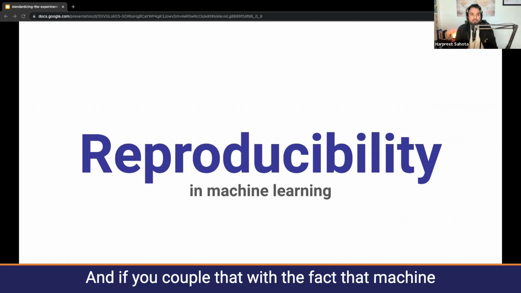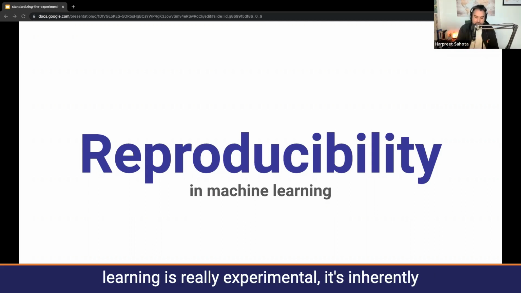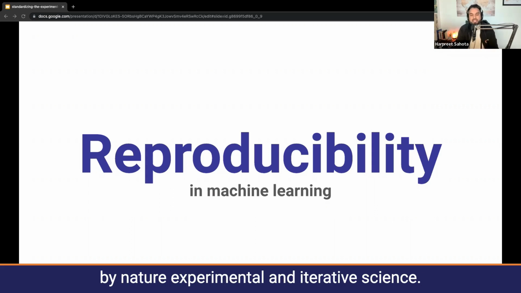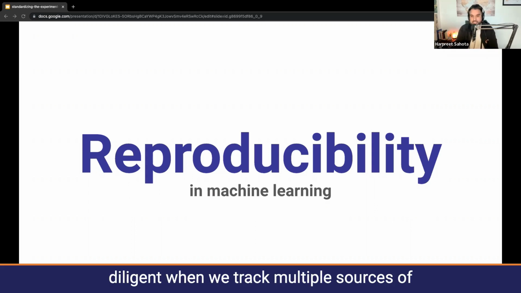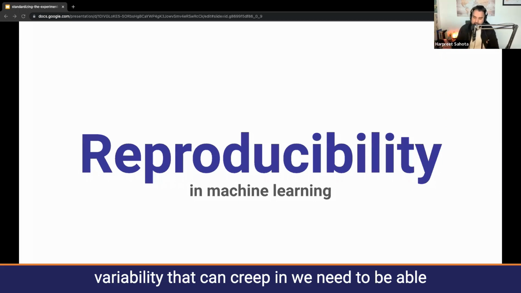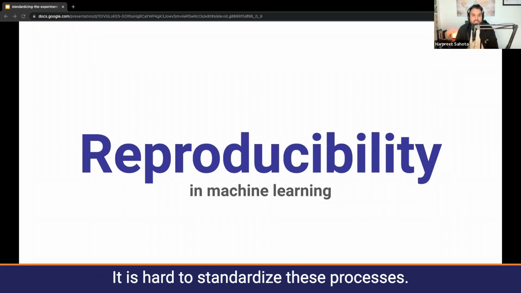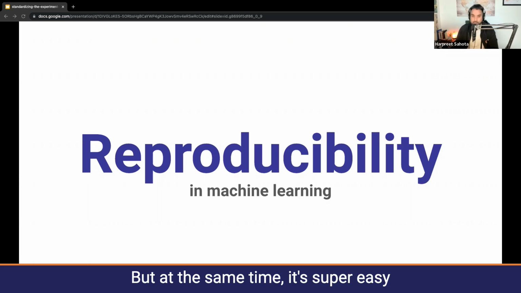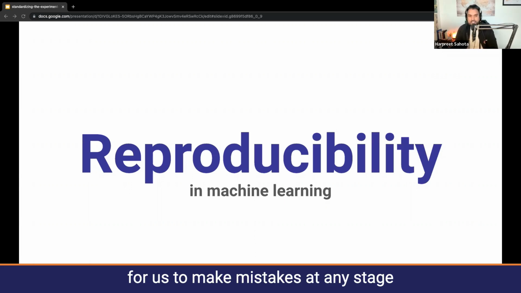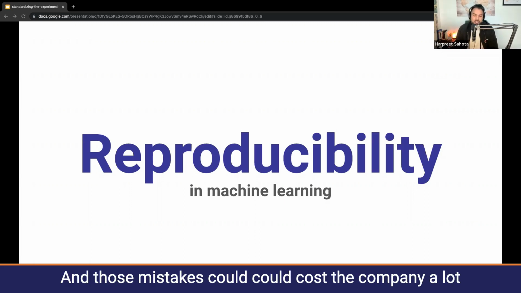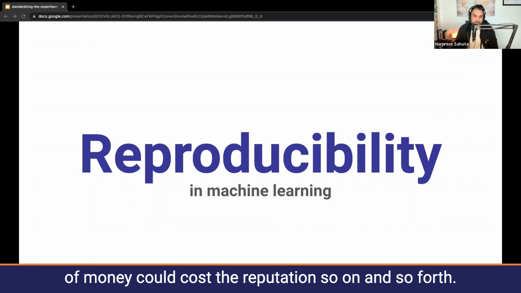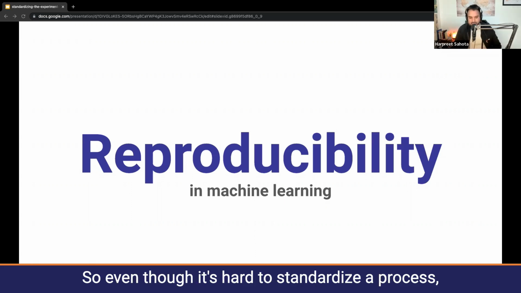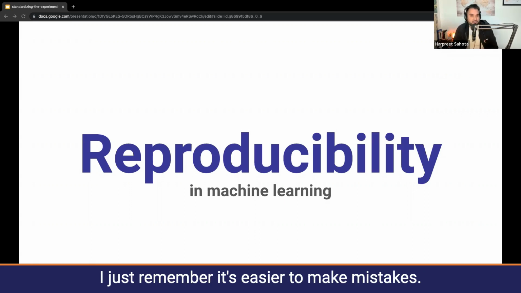And if you couple that with the fact that machine learning is inherently by nature experimental and iterative science, that means that we need to be a bit more diligent when we track multiple sources of variability that can creep in. We need to be able to track them, identify them, and manage them. It is hard to standardize these processes, but at the same time, it's super easy for us to make mistakes at any stage of the machine learning life cycle. And those mistakes could cost the company a lot of money, could cost the reputation, and so on and so forth. So even though it's hard to standardize the process, just remember it's easier to make mistakes.